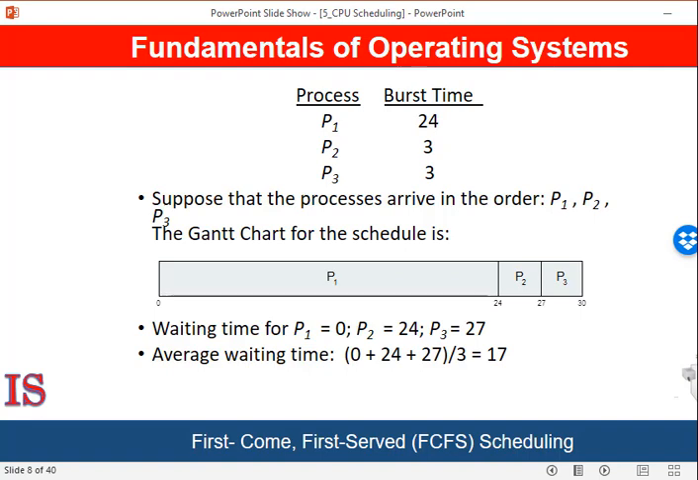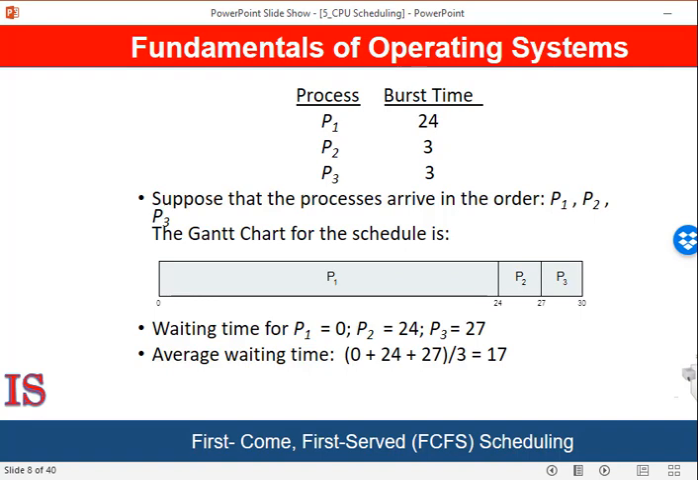The implementation of first come, first serve policy is easily managed with a first in, first out queue. When a process enters the ready queue, its process control block is linked onto the tail of the queue. When the CPU is free, it is allocated to the process at the head of the queue. The running process is then removed from the queue. The code for first come, first serve scheduling is simple to write and to understand.